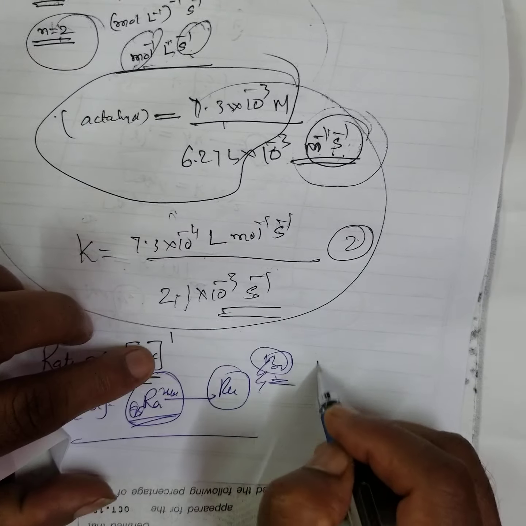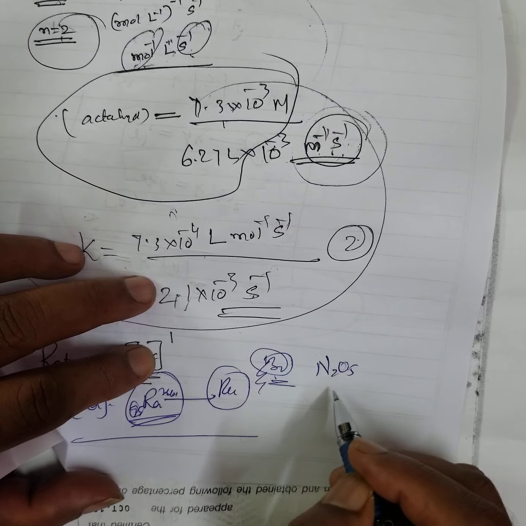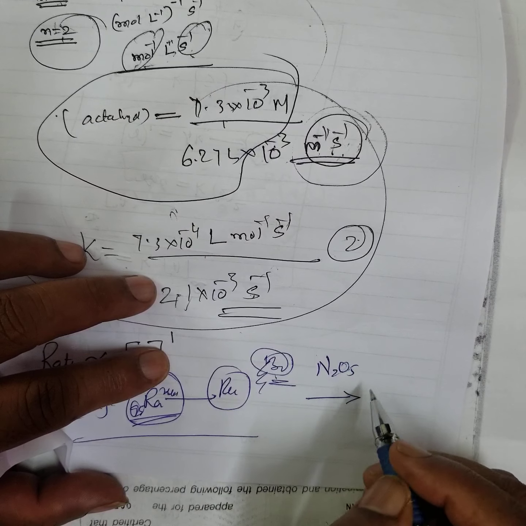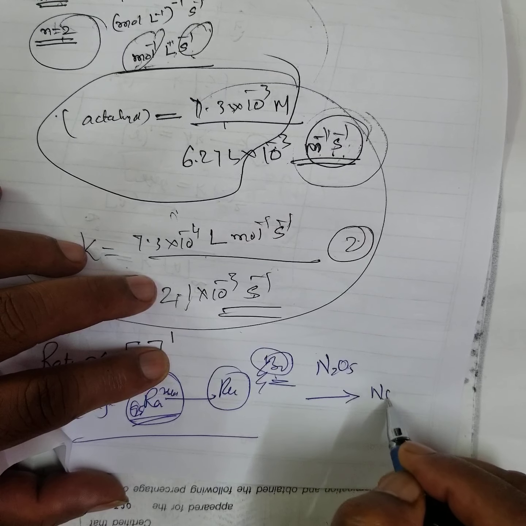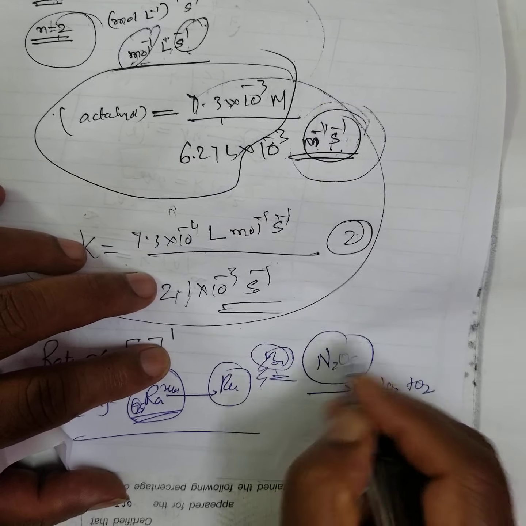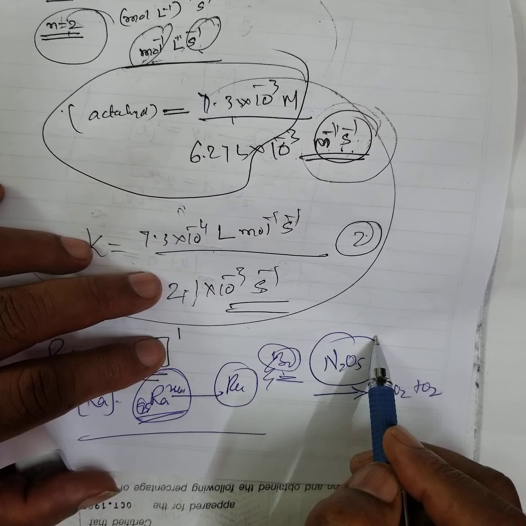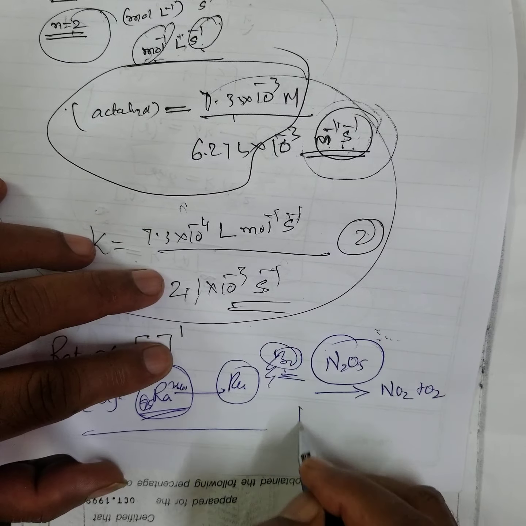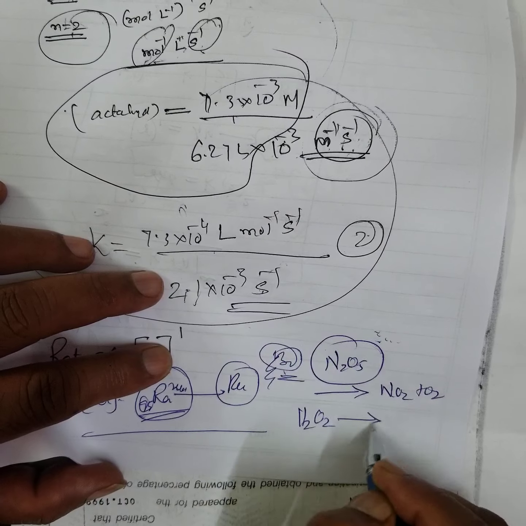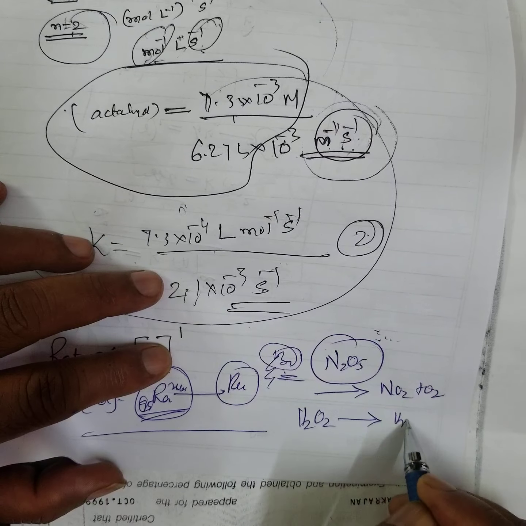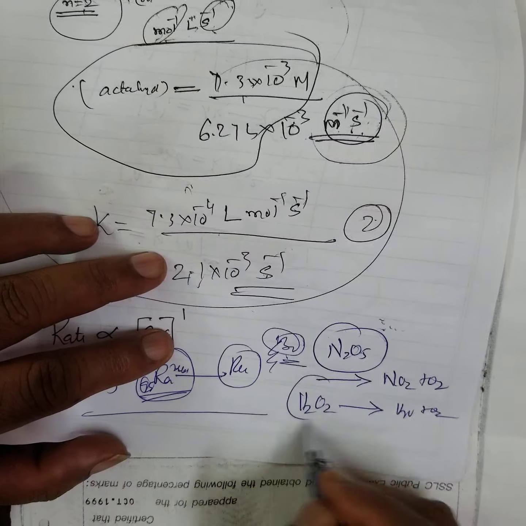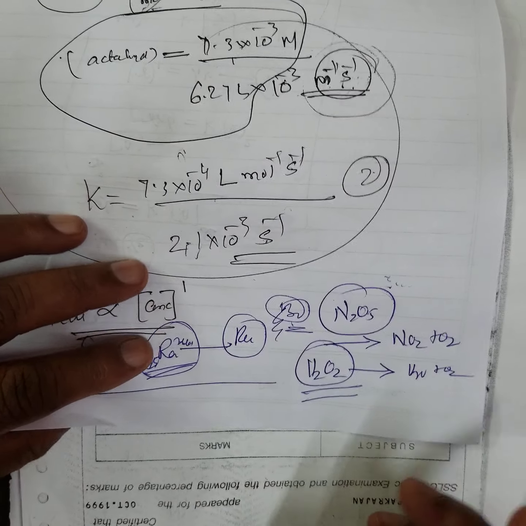Example, nitrogen pentoxide N2O5. Students mug it up. Decomposition of nitrogen pentoxide gives nitrogen dioxide plus oxygen. The decomposition is a first order reaction. And even hydrogen peroxide decomposition, giving water plus oxygen. This is also called a first order reaction.